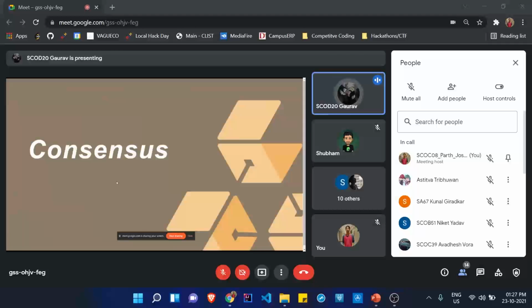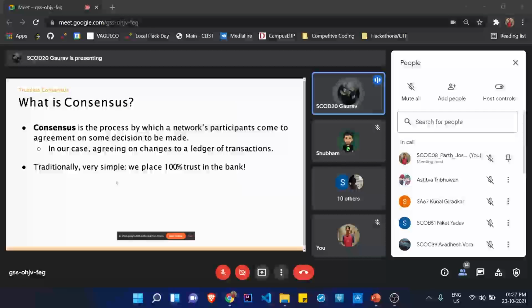Cool. So let's move on to consensus. Consensus is the process by which a network's participants come to agreement on some decision to be made. In our case, agreeing on changes to a ledger of transactions. So, in simple words, consensus means agreeing on something. If I send money to Parth and others receive the same transaction, and it seems valid and others verify it, then all of the people in the blockchain, let's call them nodes, will come to an agreement on the transaction and pass it to a block. As we discussed, a block will contain many transactions. So if the transaction is verified, the nodes will pass it to the block.